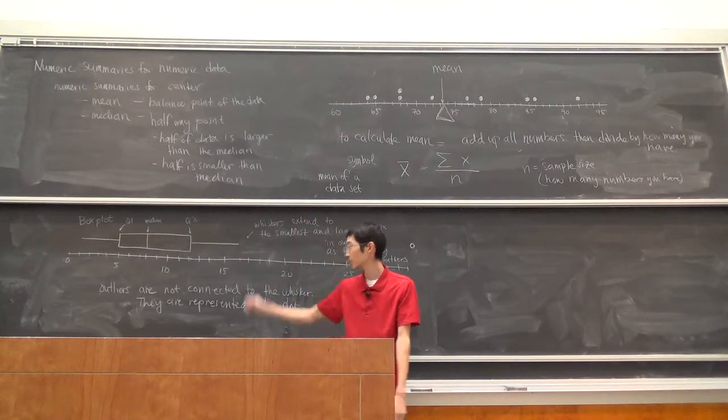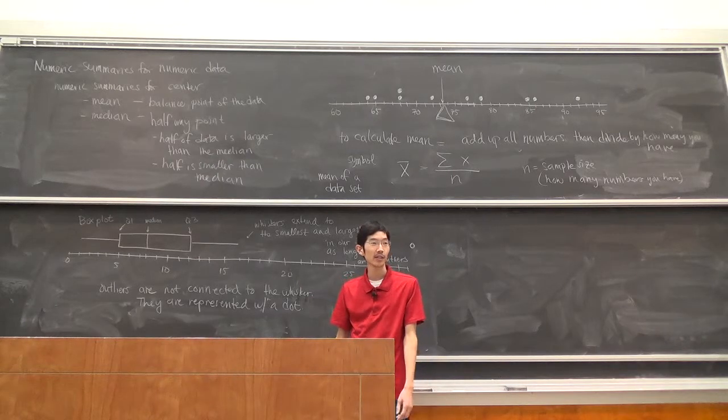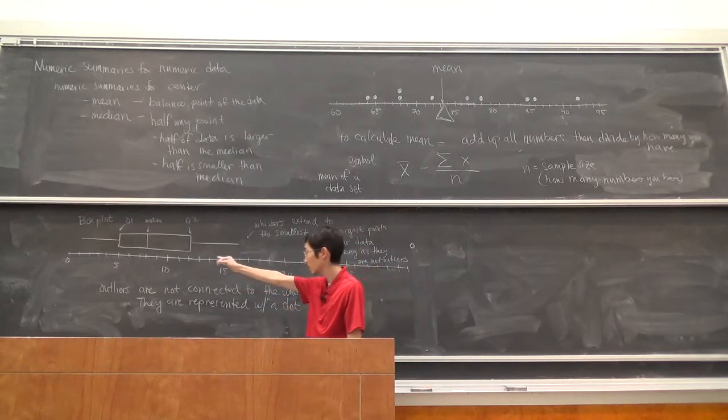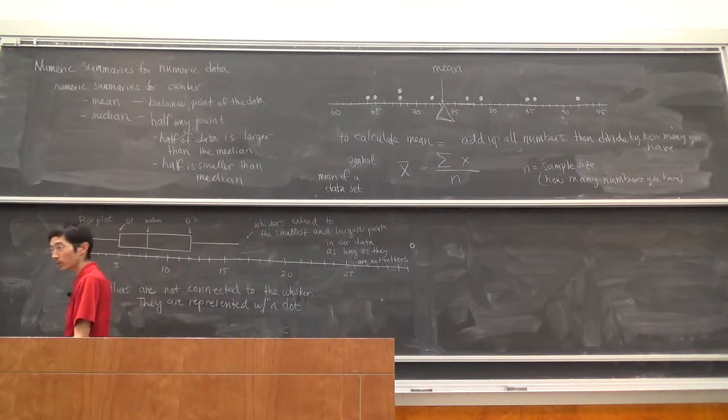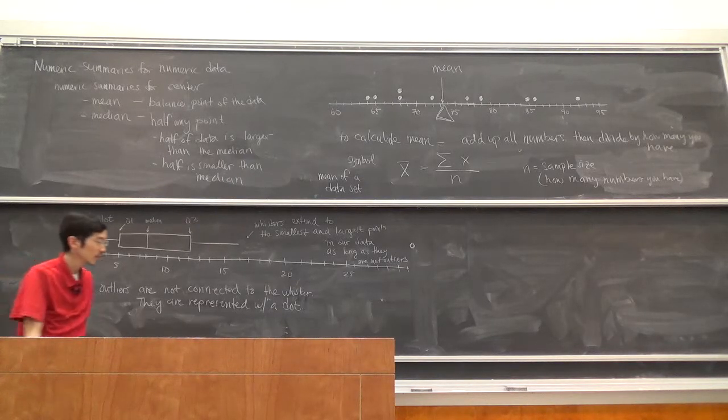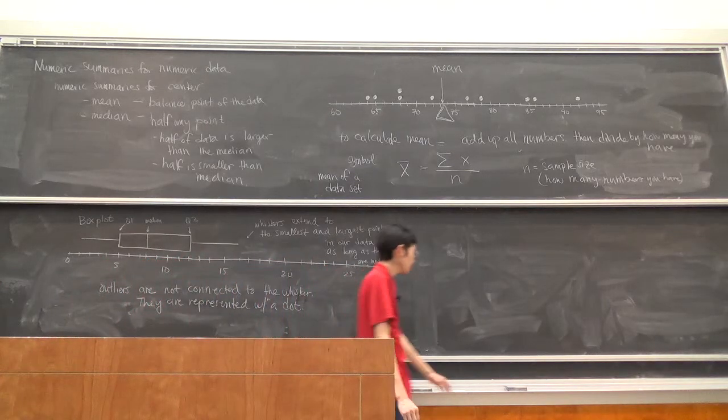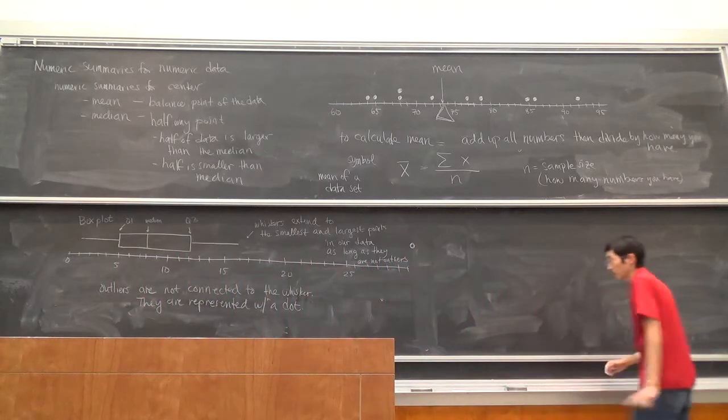How much of the data is smaller than 5? One quarter, because 5 is Q1, the first quartile, and we know that 1/4 or 25% of the data is smaller than Q1. Is that also okay? Good. Okay, so that is a box plot.